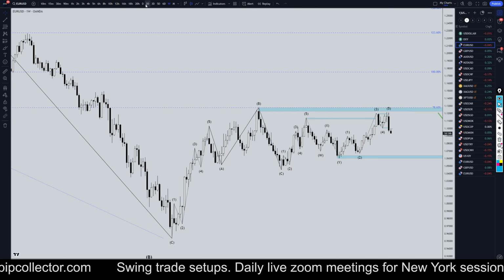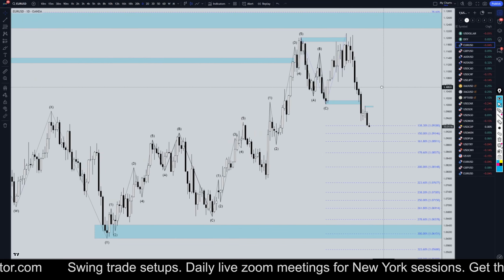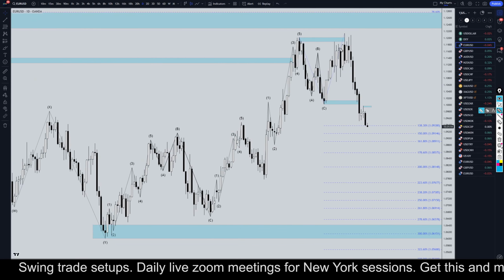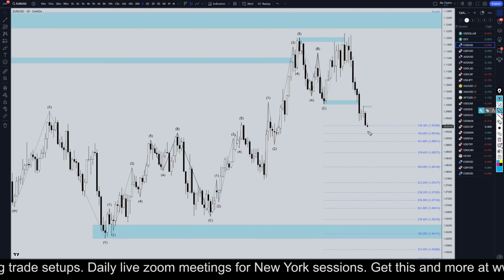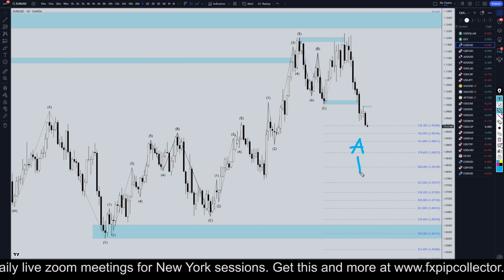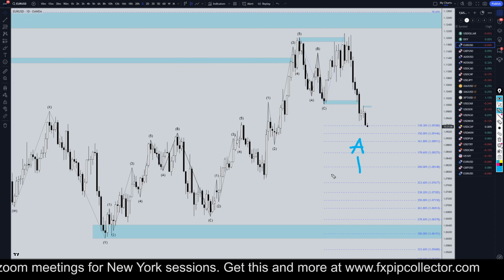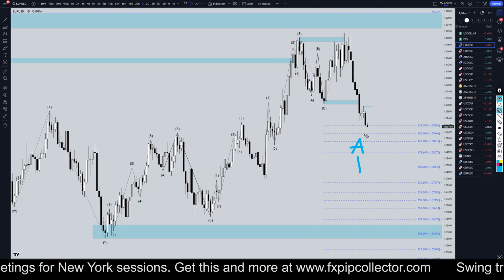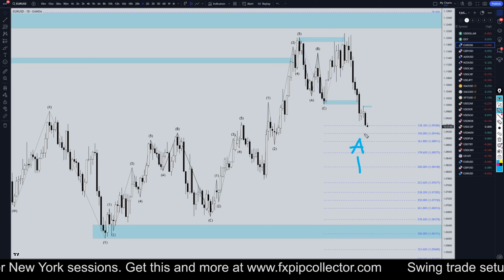Going down to the daily time frame, on the daily time frame, this whole push down is definitely all one trend. I would definitely say that this trend is either a wave A or a wave 1 for sure. Now, until this wave A or wave 1 is over, I would definitely be looking for shorts on lower time frames.